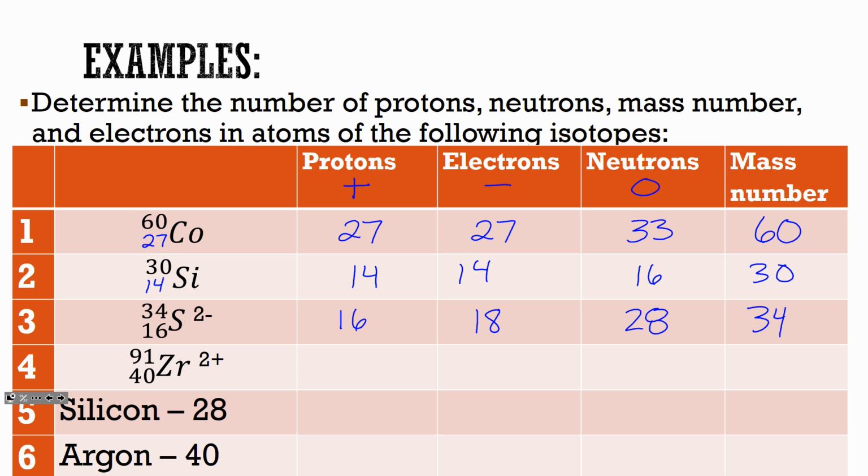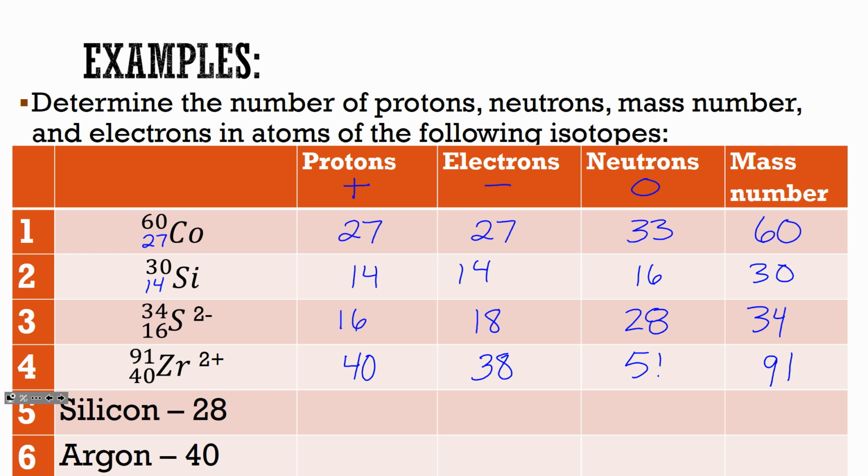Next one, you're going to have 40 protons. And now you have a +2, so you're going to have 2 more protons than you have electrons. So the electrons here will be 38. My mass number is still 91. I'm going to take 91 minus 40 to get 51 for my neutrons.